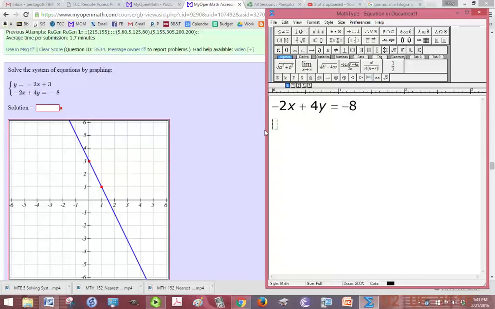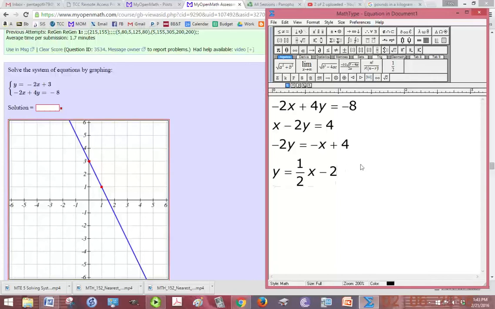If we divide everything by negative 2, we get x minus 2y equals 4. And from here, we can subtract x on both sides. So we get negative 2y equals minus x plus 4. And then divide by negative 2. So y is equal to positive 1 half x. And 4 divided by negative 2 is a minus 2. So now y is also by itself in the second equation.